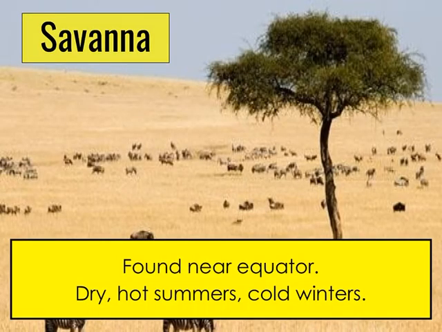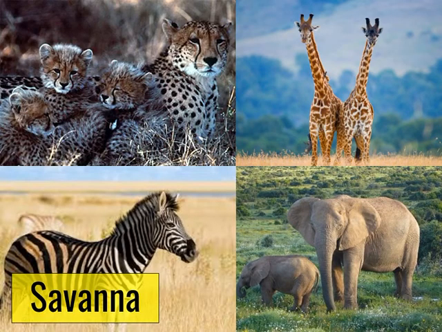Our next biome is something you guys have probably heard of before, called the savanna. It is found very close to the equator, and it has dry, hot summers and cold winters. And you'll see a lot of familiar organisms. You kind of think of Africa. There are savanna biomes in Africa that have cheetah, giraffes, elephants, and zebra. All these organisms are adapted to survive or have adaptations to survive in this environment.